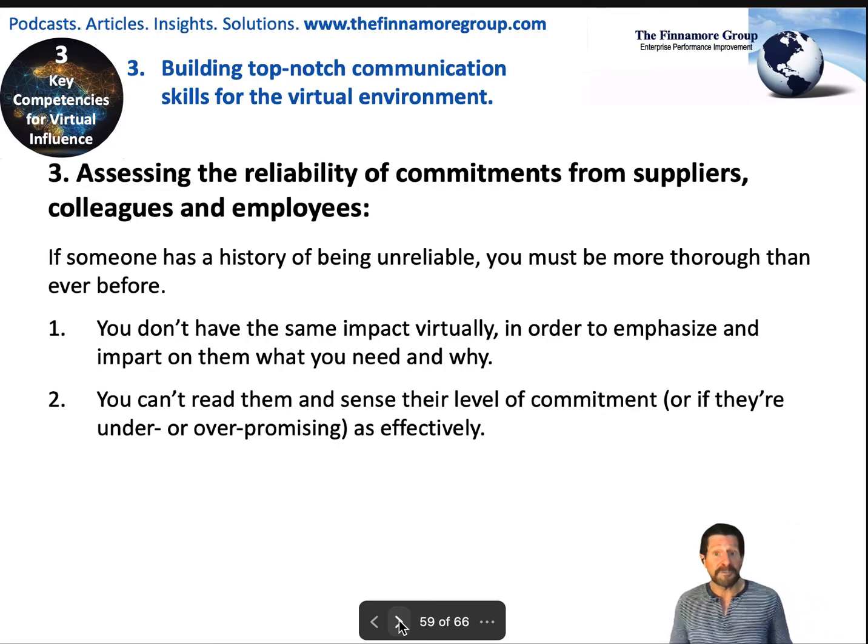Okay, the third communication piece. This is our last piece on this subject of virtual influence. How do you assess the reliability of commitments from suppliers and colleagues? You see, if someone has a history of being unreliable, then you have to be more thorough than ever before to make sure that whatever they tell you actually comes true.